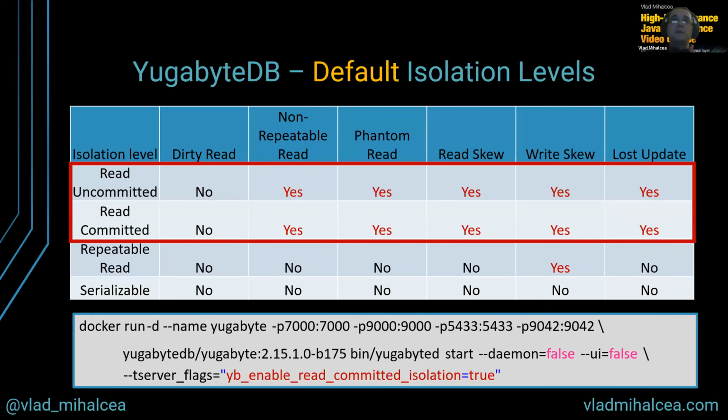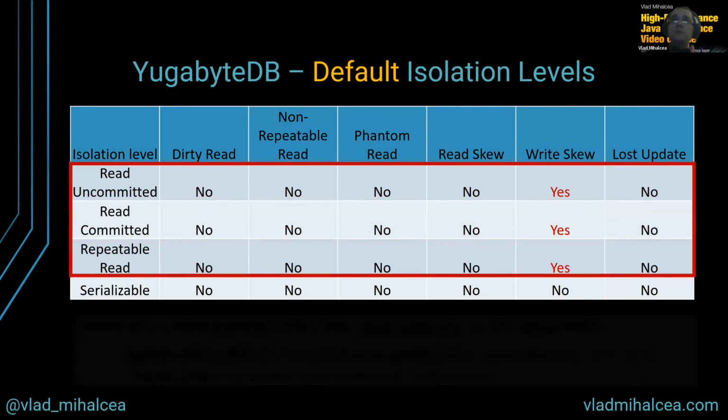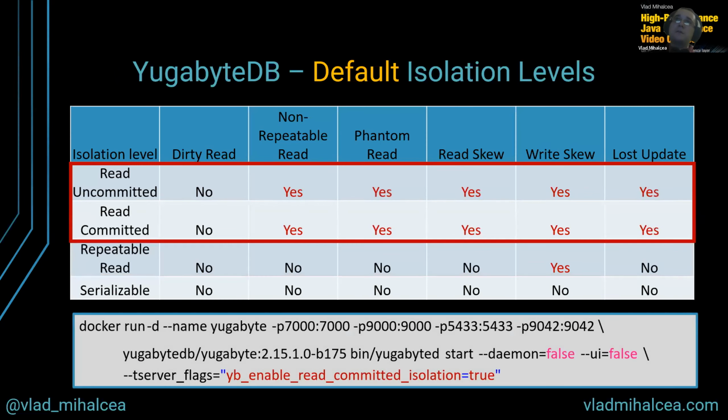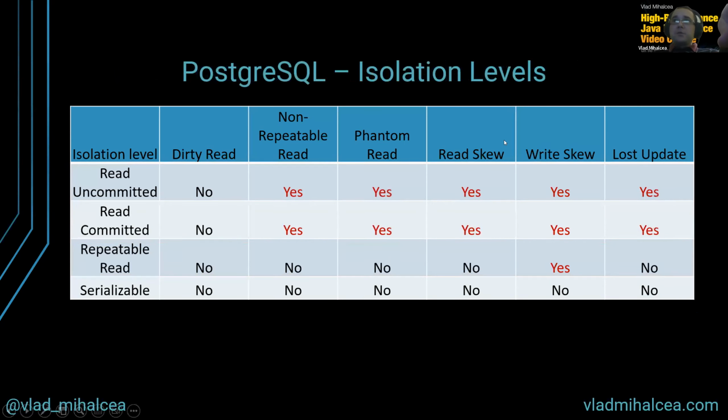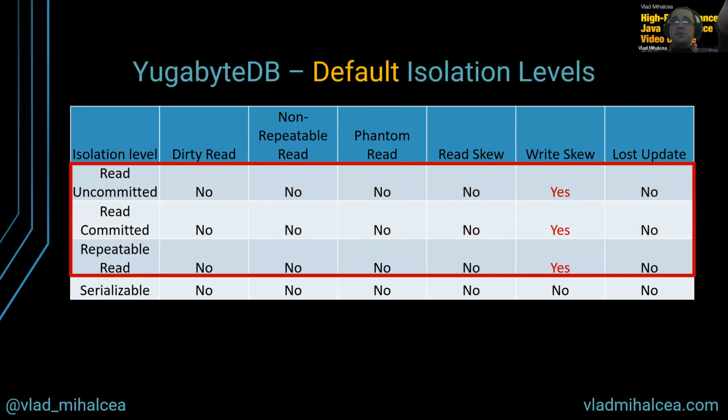Let me go back here. So this is with the default isolation level, and actually, if it's not the default here, I should have changed the title for that. This is the default, and this is Postgres. So basically, in terms of repeatable read, nothing has changed.